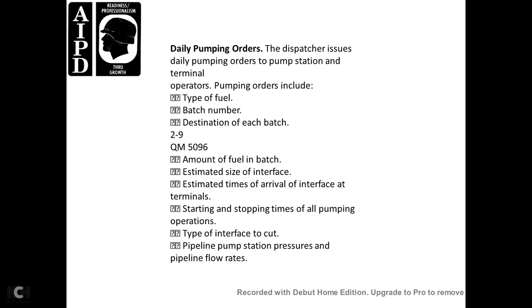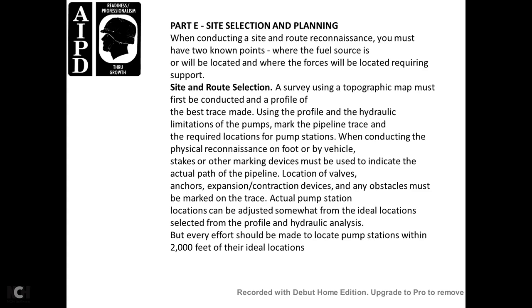Daily pumping order. The dispatcher issues the daily pumping order to the pump station and terminal operators. The pumping orders include the type of fuel, batch number, destination, amount of fuel in the batch, estimated size of the interface, estimated time of arrival of the interface at the terminal, starting and stopping times of all operations, type of interface cut, pipeline pump stations, pressures, and pipeline flow rates.